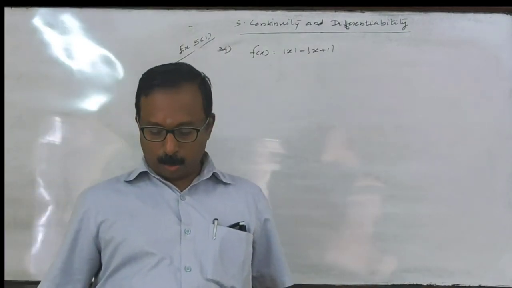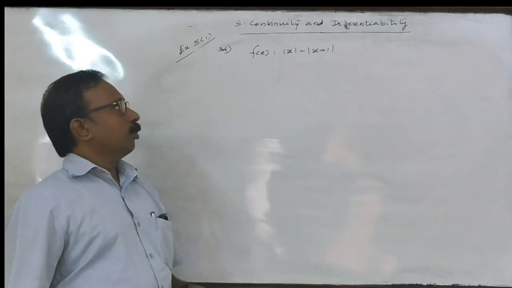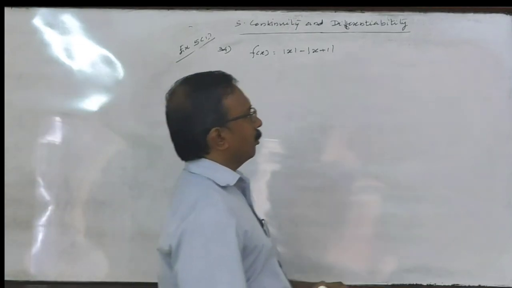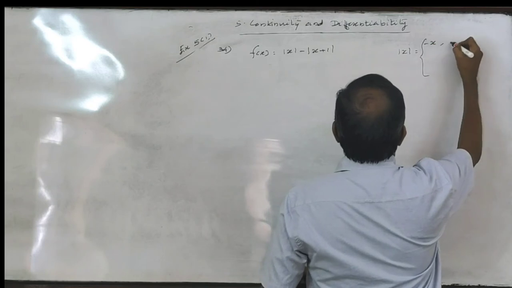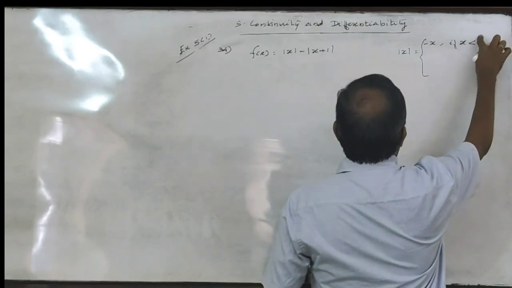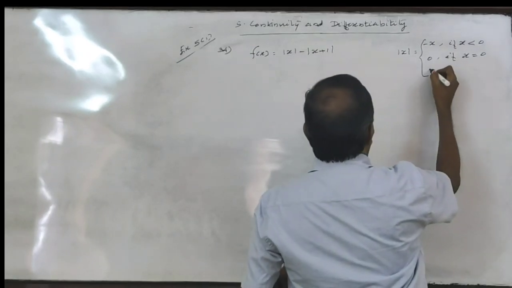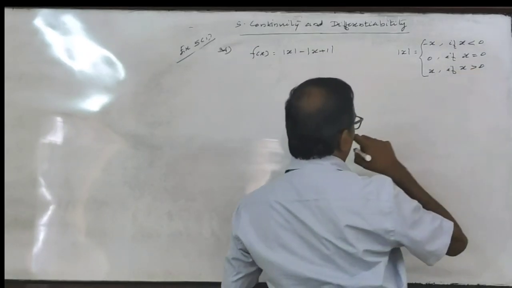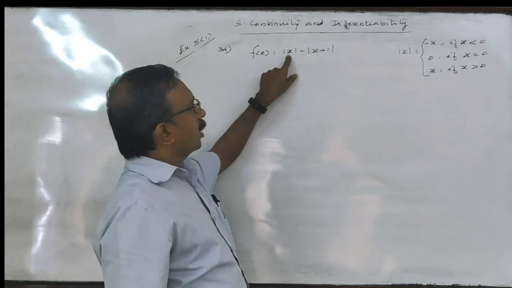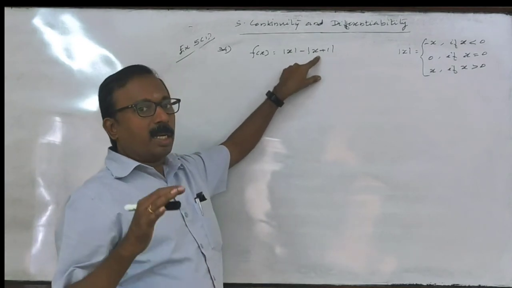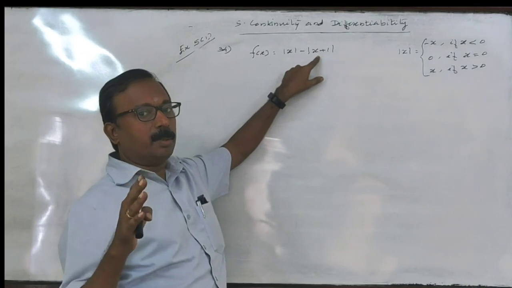Find all the points of discontinuity of the function f of x is equal to modulus of x minus modulus of x plus 1. Here we have learned the value of the function modulus of x. Modulus of x is actually x, or minus x if x is less than 0, and 0 if x is equal to 0, and x if x is greater than 0. Here there are two constants: x is equal to 0, and x plus 1 is 0, so x is equal to minus 1.